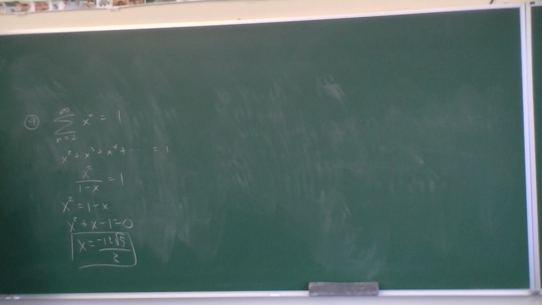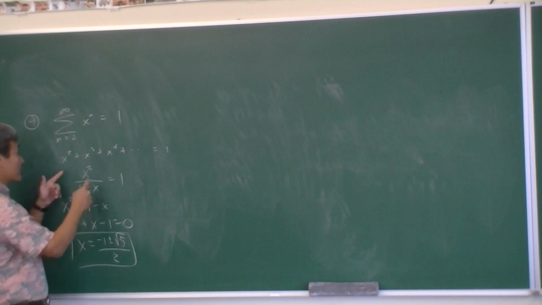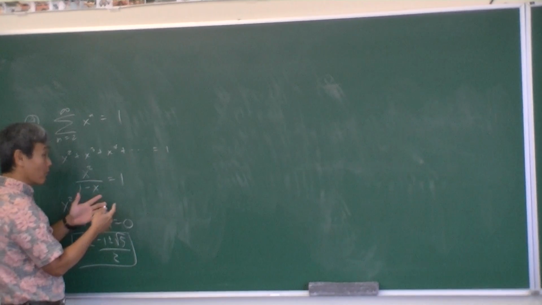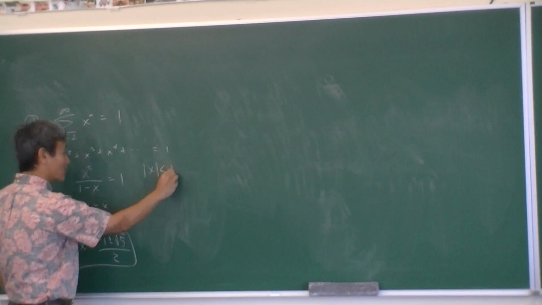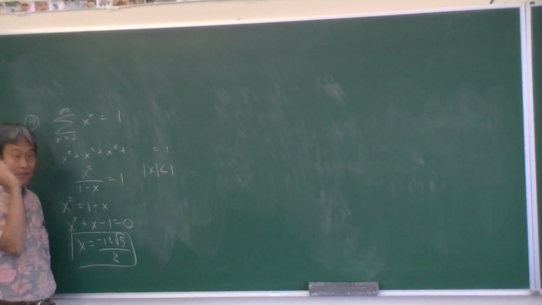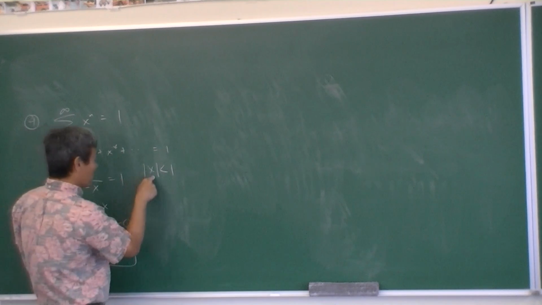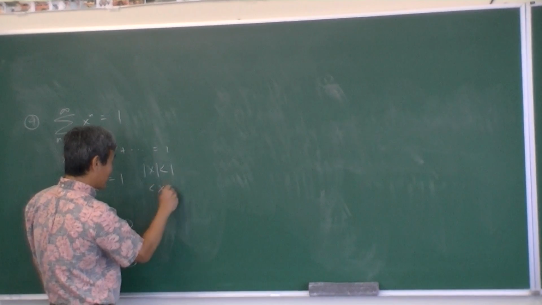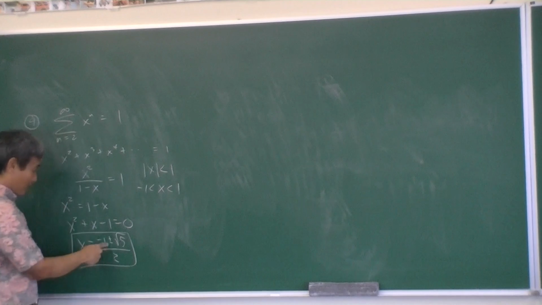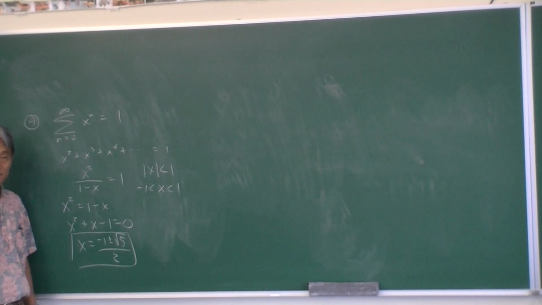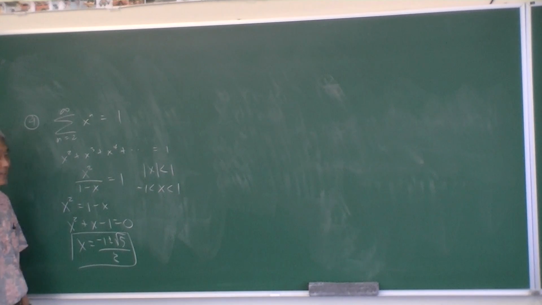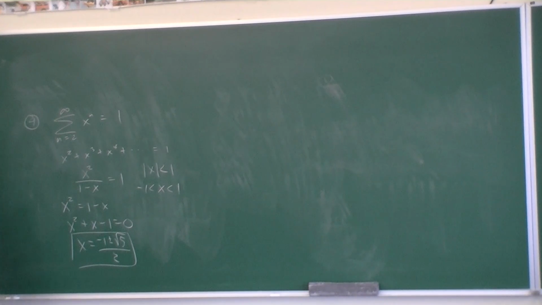How come? That's because in order for a geometric series to converge, what has to happen? The absolute value of r has to be less than 1. Otherwise the series diverges. So what does this mean? This means x has to be between negative 1 and 1. So, are both of these numbers between negative 1 and 1? No, so you have to cross out the one that's not. Just look at the bottom and cross out the other one.